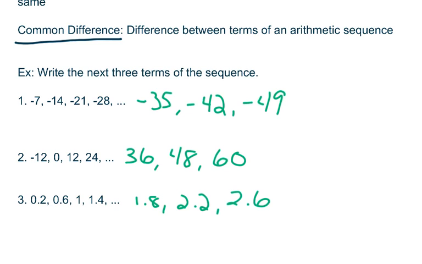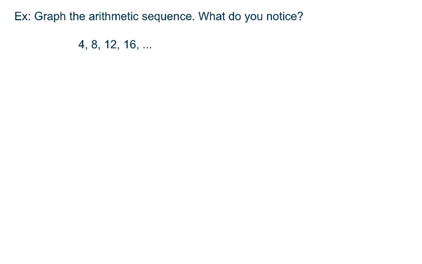All right, like I said at the beginning of the video, this seems like we're going off the beaten path. It's writing equations of lines, finding slopes, finding y-intercepts, all that good stuff, and then all of a sudden we jump into arithmetic sequences. Well, how does this relate to lines? Let's graph the arithmetic sequence, and the question then becomes, what do you notice?